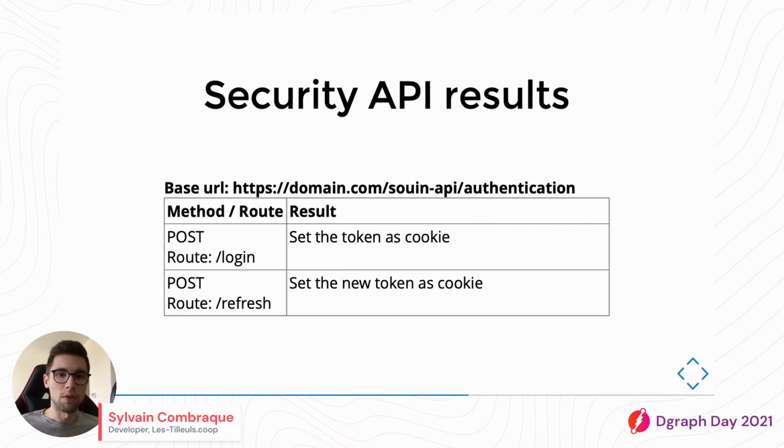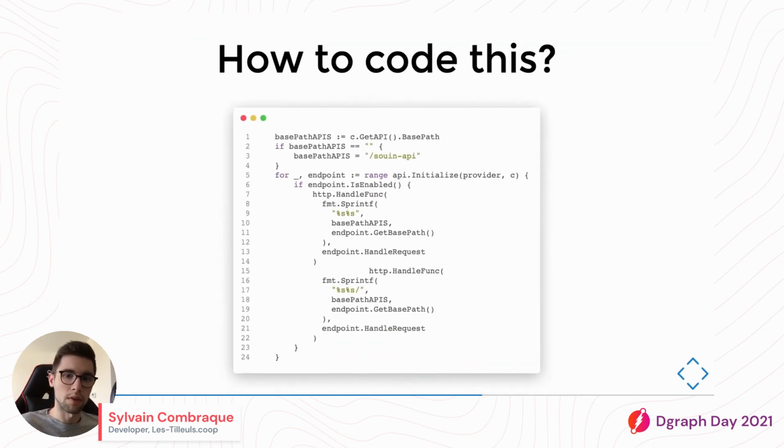But you can tell yourself in your mind, okay, it sounds good, but I want to know how to code this. So I'll tell you the magic under the carpet. Basically, I get the main bus path from the configuration. If it doesn't exist, it will use the default value Souin API. Then after that, I load each endpoint using the initialize function, which takes a provider and the configuration.